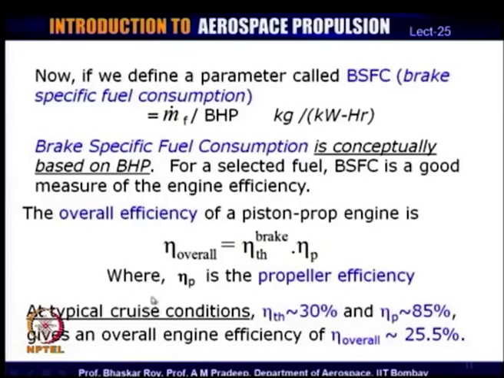Typically, when an aircraft is flying at cruise condition, the brake thermal efficiency is likely to be of the order of 30%, whereas the propeller efficiency, the aerodynamic efficiency of the propeller functioning, could be of the order of 85%, in which case the overall engine thrust producing efficiency could be of the order of 25.5%. Now, that is the kind of overall thrust production efficiency with which the aircraft power plant functions.